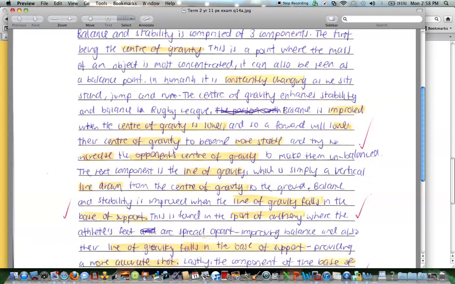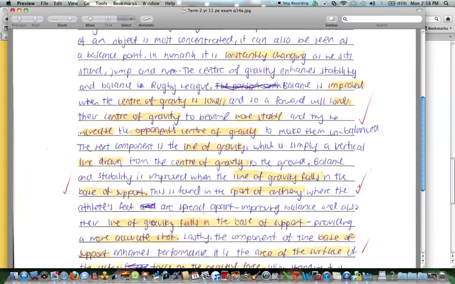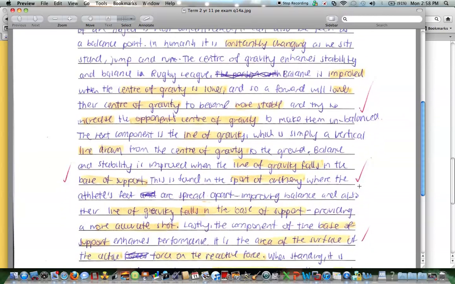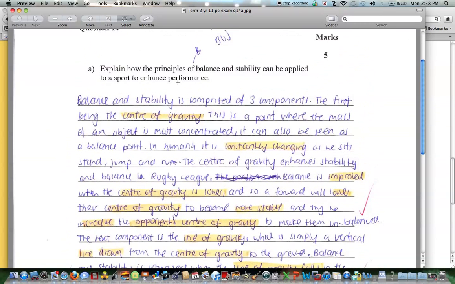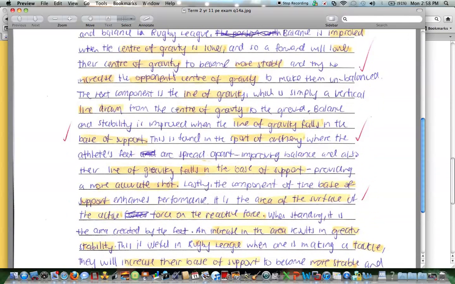Well done. The next component is the line of gravity, which is simply a vertical line drawn from the center of gravity to the ground. Balance and stability is improved when the line of gravity falls in the base of support. This is found in the sport of archery, where the athlete's feet are spread apart, improving balance, and also their line of gravity falls in their base of support, providing a more accurate shot. So you can see by the way in which his answer has been constructed, specific to the syllabus, specific to the question, how it enhances performance, nicely set out, looking at highlighting in 3 different areas. Remembering for 5 marks, 2 of the areas is all that was required. This student's been able to go through and at least do the 3.